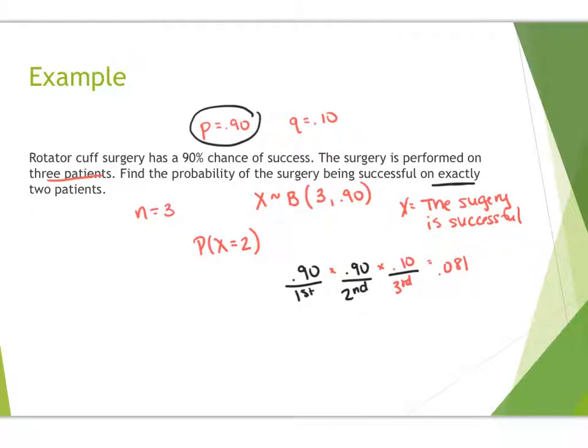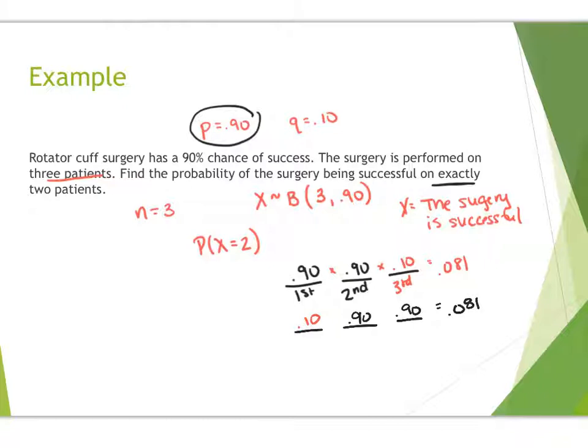Now, the problem with this, though, is this is explicitly saying that the first surgery was successful, the second surgery was successful, and the third was a failure. Is that the only way to get exactly 2 successes out of 3 attempts? No. We can reorder the successes and failures, and now do like this. Let's let the first surgery be a failure, and the last 2 be a success. And here we're left with, again, 0.1 times 0.9 times 0.9, just in a different order, but they're still equal to 0.081.